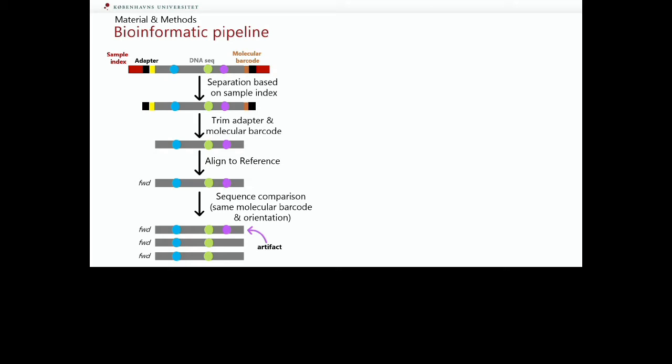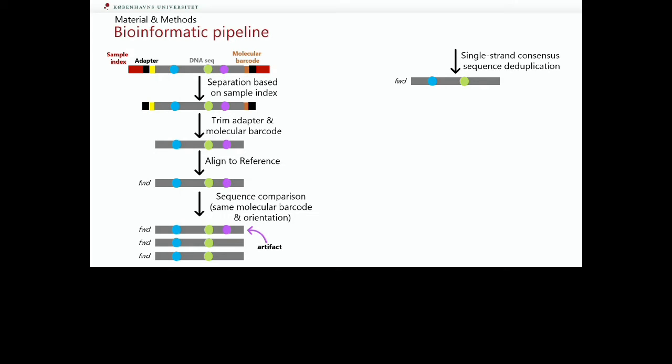So we compare all the DNA sequences that have the same molecular barcode. So they originated from the same original DNA molecule, and they have the same orientation. They're all forward strands, and they came from one original DNA molecule. And because these are all DNA copies, they should be identical. So whenever we see, like in purple, that there is a difference, we know that this is an artifact that was introduced by PCR, so by the amplification.